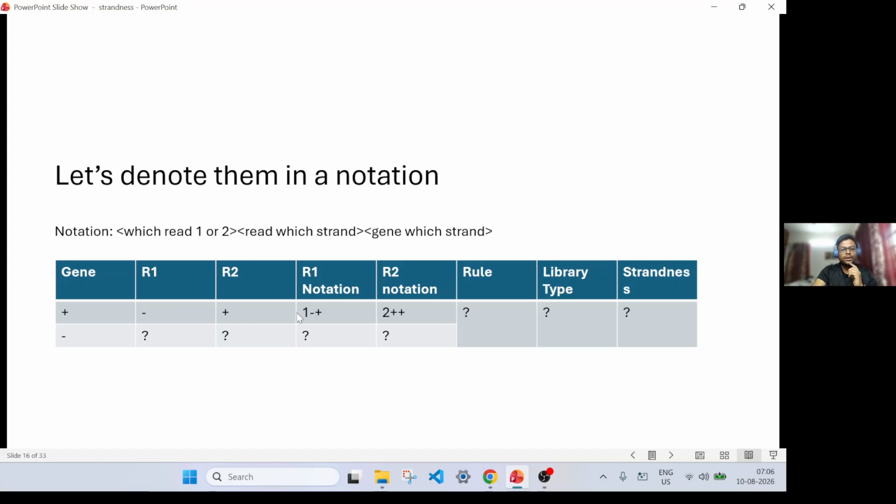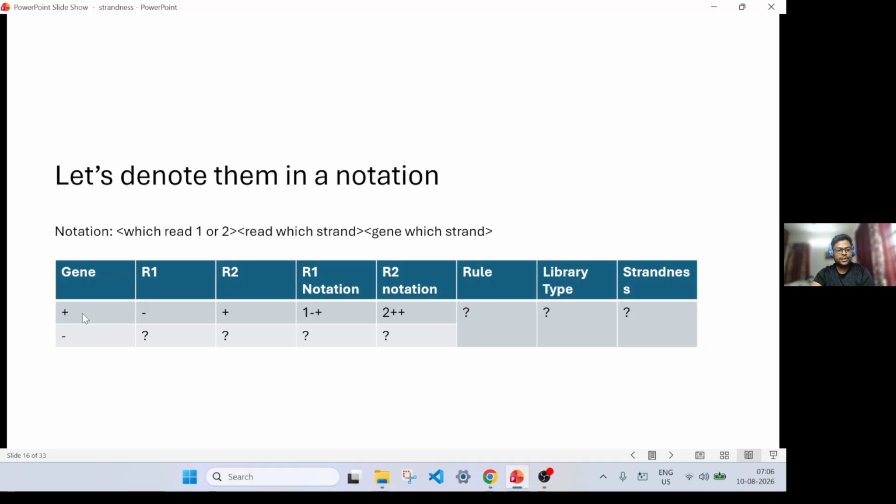Okay, so the notation is like this: because it's R1, you say 1, which read it is, whether R1 or R2, then you say which strand the read is in, and then which strand the gene is in. This is how we denote it, because we have two pieces of information: the gene information, the source, and the output. That means the input is the gene and the output is the read. So we have to connect which strand to which strand.